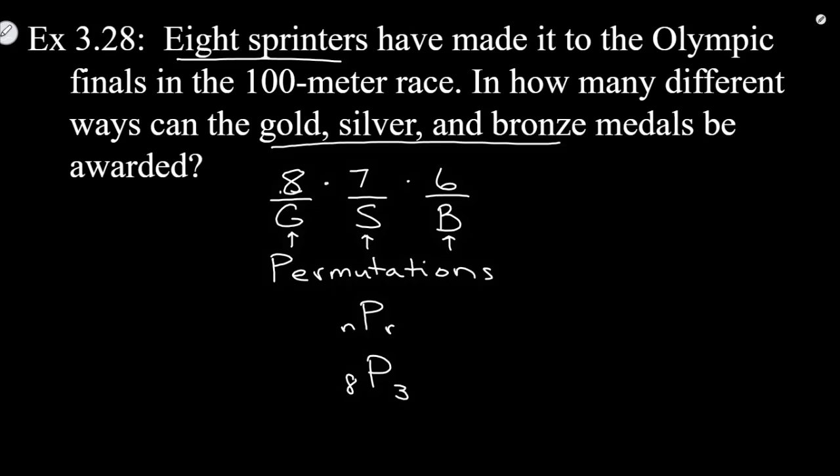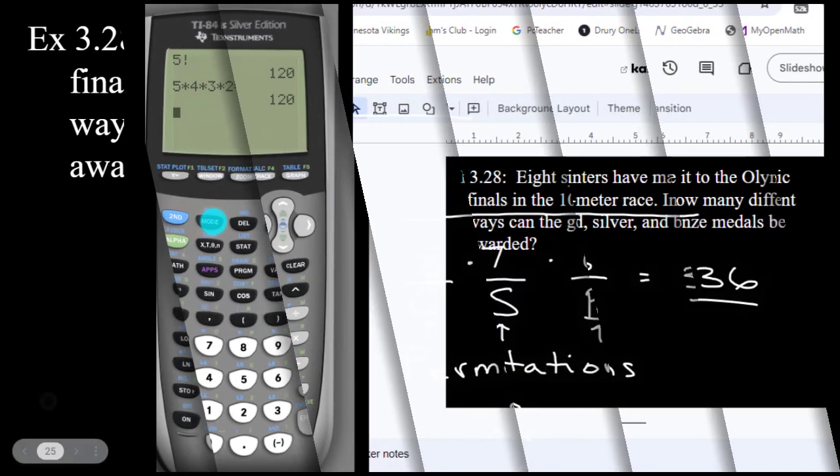So 8P3. And when we do that, that's going to give us this number, 8 times 7 times 6. I'm just going to multiply that here first, and then we'll look at it on the calculator. 8 times 7 times 6 is 336. That's using our multiplication rule, or our counting principle.